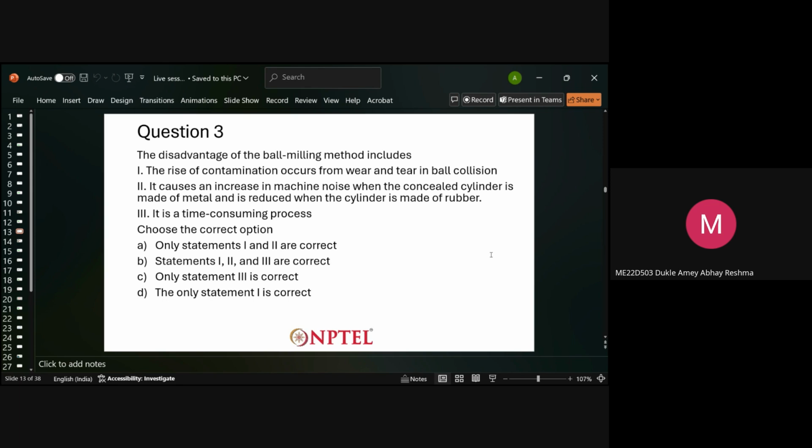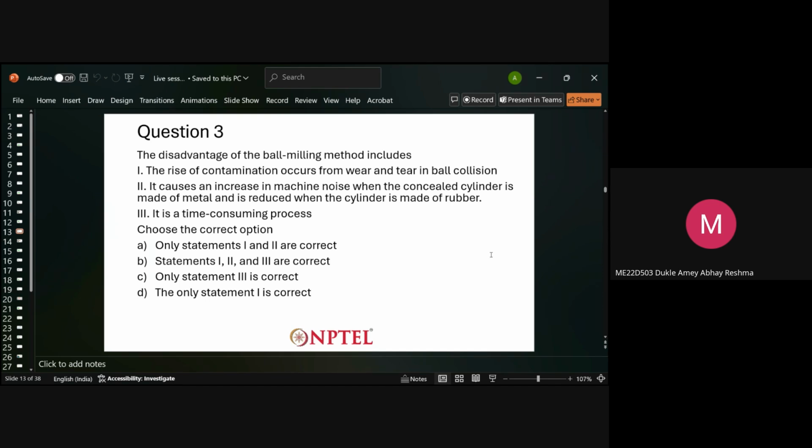The disadvantages of the ball milling method include: one, rise of contamination occurs from wear and tear of the ball collision. Two, it causes an increase in the machine noise when the cylinder is made of metal and is reduced when the cylinder is made up of rubber. Three, it is a time-consuming process. Choose the correct options. Only statements one and two are correct. Statements one, two, and three are correct. Only statement three is correct. Only statement one is correct.